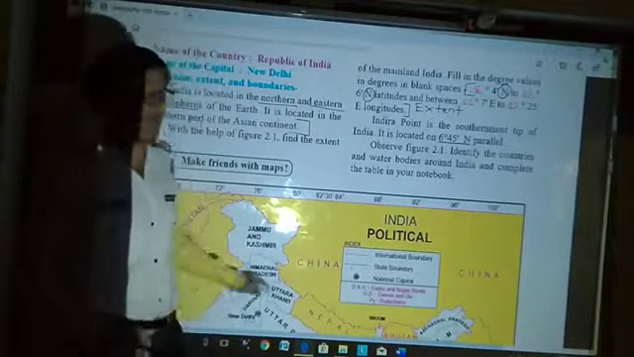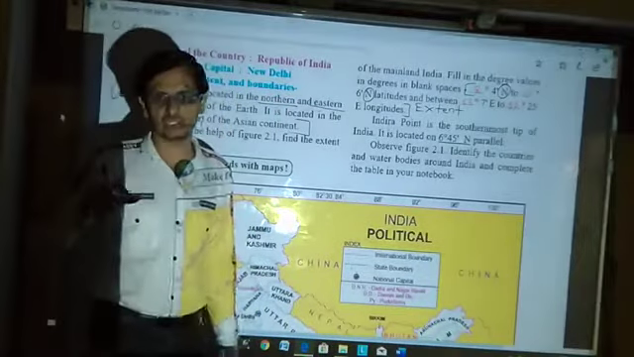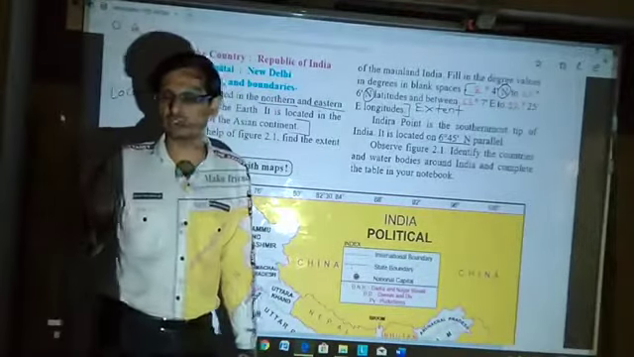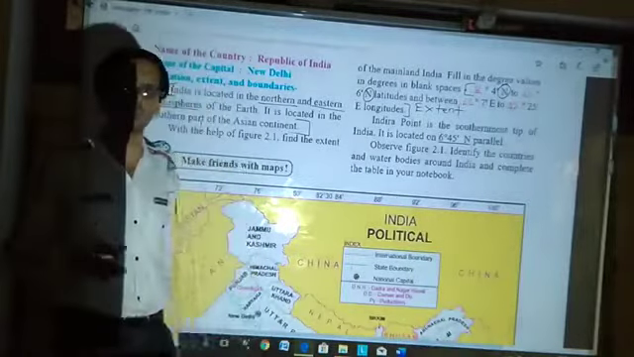Now we'll understand the map, understand the location and longitude and latitude on the map. Okay, we'll study it on the map.